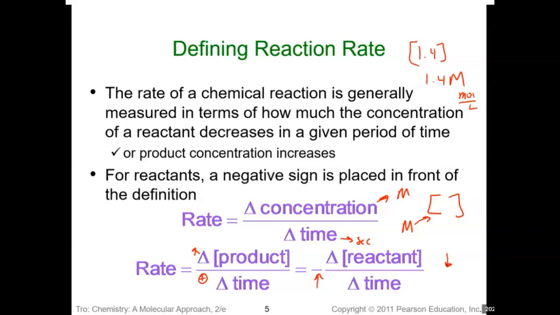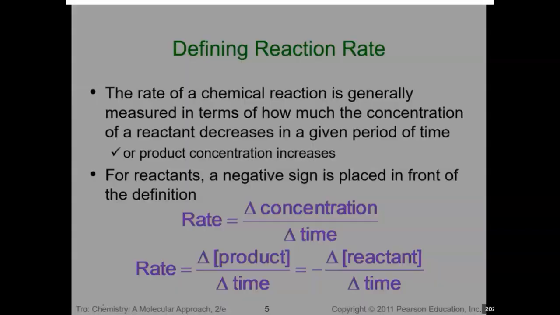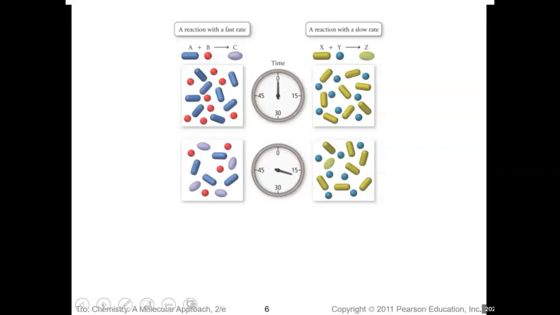Now, the rate of an equation will be the same no matter what we're looking at. If we're looking at it with regards to any reactant or a product, it needs to be constant. So we're adding this negative here to correct the rate according to our reactants. Now, this is going to make a little bit more sense when we go to the next slide.